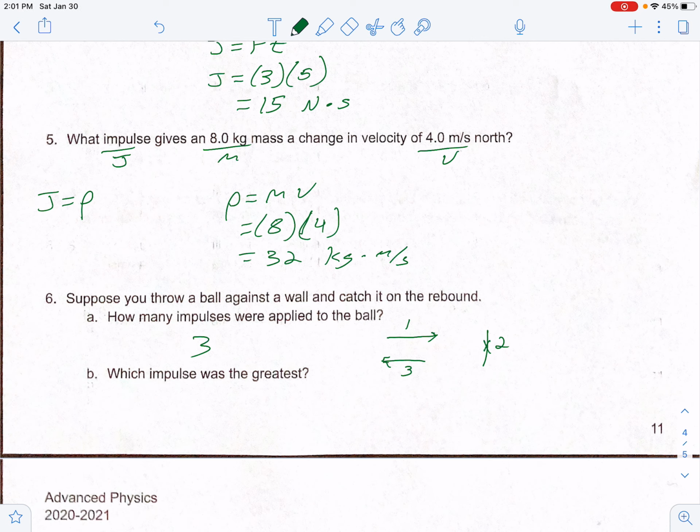Which impulse was greatest? Okay, so the one that basically took it from a positive to a negative. So that means the wall was the greatest impulse because you had a positive velocity changed to a negative velocity. Okay, so that was pages 10 and 11.